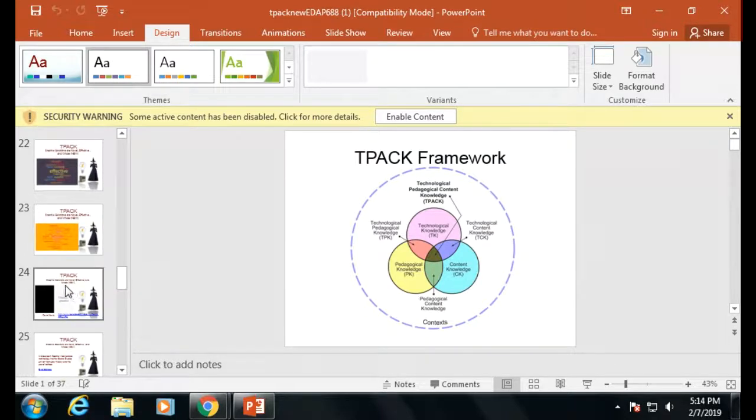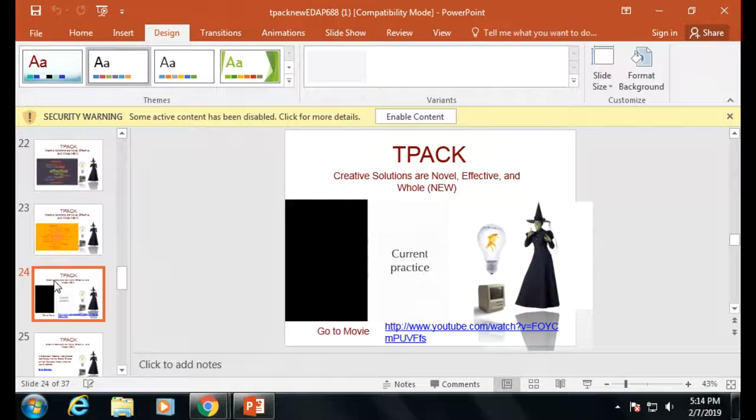So when we look at the wicked problem that is teaching with technology, we need to look at it through this acronym that Koehler and Mishra came up with, which is the novel, effective, and whole. And when we look at it that way, I would argue we also need to hear Fullan over here whispering in our ear about, is it elegantly efficient?